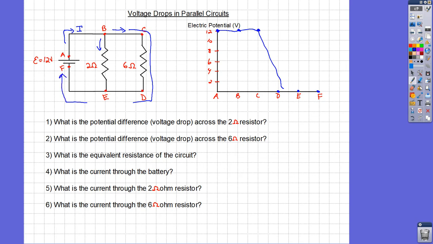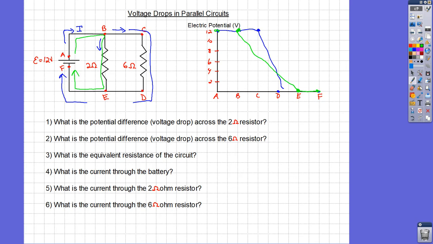Okay, and then I'm going to switch colors. Let's go for obnoxious green. So another path is from A to B to E to F, taking that path. We can go A to B. E is down here at 0 again, and F. So in this case, we have all 12 volts, but we have that different path.